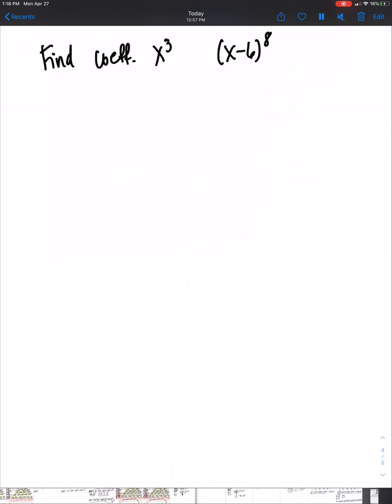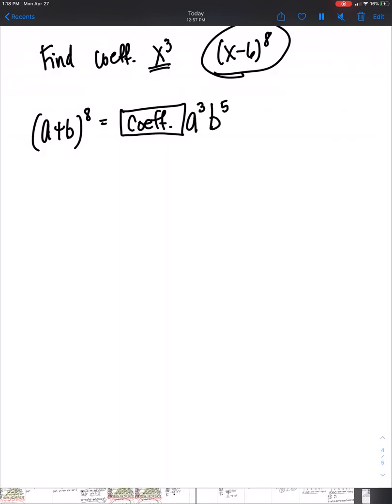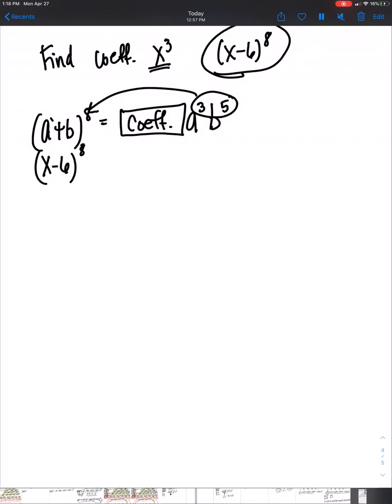This one's straight off your homework. I've just picked a problem off the homework. I mean, it may not be exactly the same one you have, but somebody will have it. Okay, so I'm going to find the coefficient of x to the third in x minus 6 to the 8th. So a plus b to the 8th. Let's remember, we want some coefficient. I'm going to do a to the third, b to the 5th, because 3 plus 5 has to add up to 8. Okay, now I kind of like to write it underneath so I can line it up. So a equals x, and b equals negative 6.